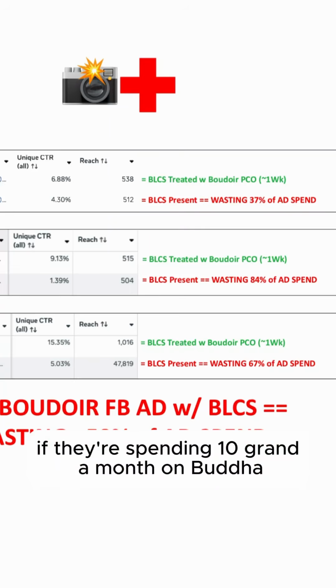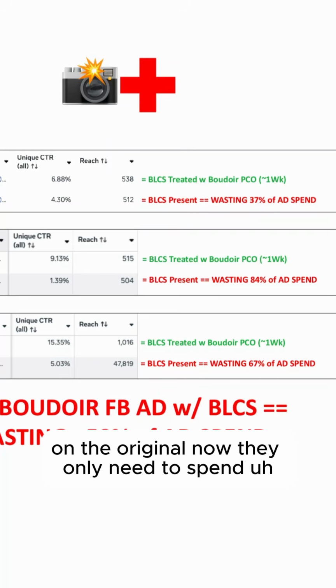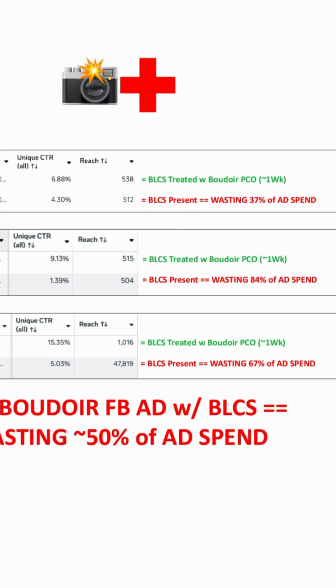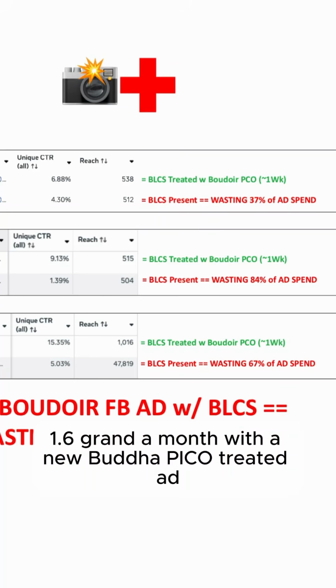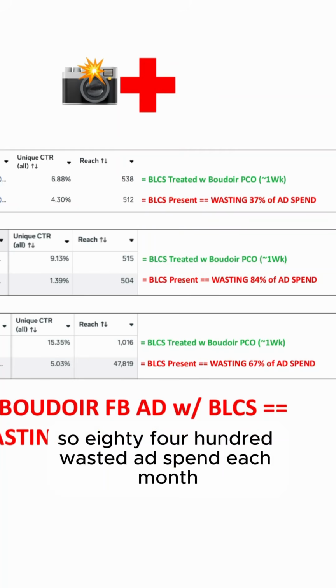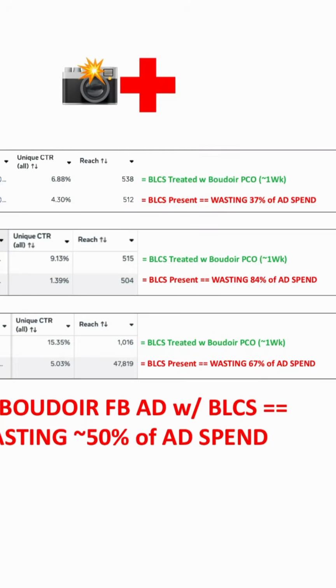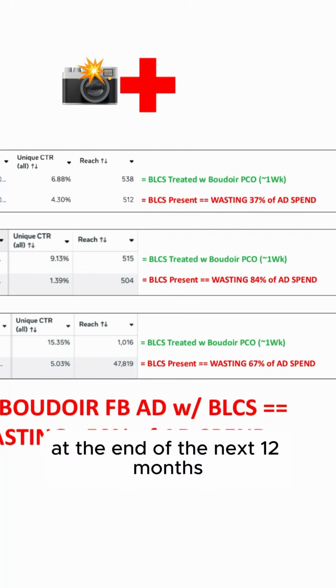So again, if they're spending 10 grand a month on Boudoir Facebook ads on the original, now they only need to spend 1.6 grand a month with a new Boudoir Pico treated ad and get their ads into the same number of women's brains in both scenarios. So $8,400 of wasted ad spend each month is eliminated, back in their pocket. It's literally like a $100,000 bonus at the end of the next 12 months.